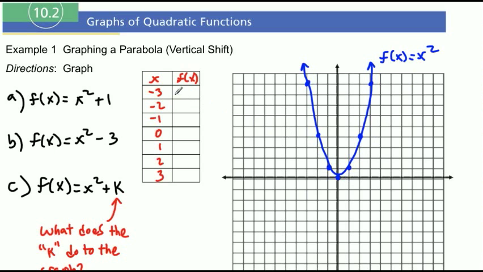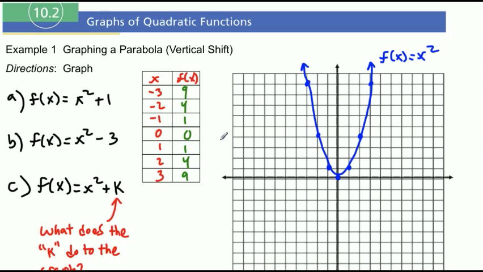Okay, and so I used the x coordinates -3, -2, -1, 0, 1, 2, 3. Okay, so there's -3, -2, -1, 0, 1, 2, 3. And just notice what the y values are. When the x value is -3, the y value is 9. When I'm at the x value -2, I'm at 4. This is 1, 0, 1, 4, and 9.